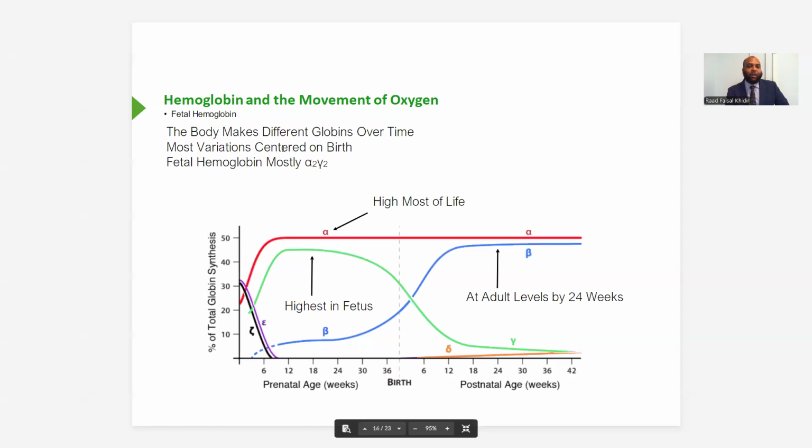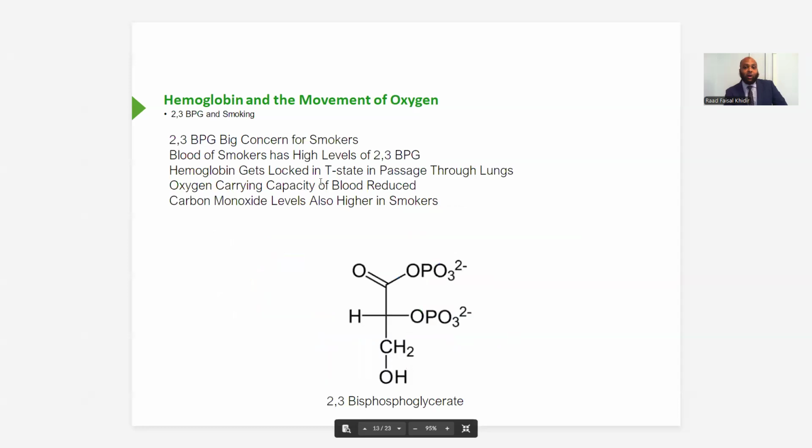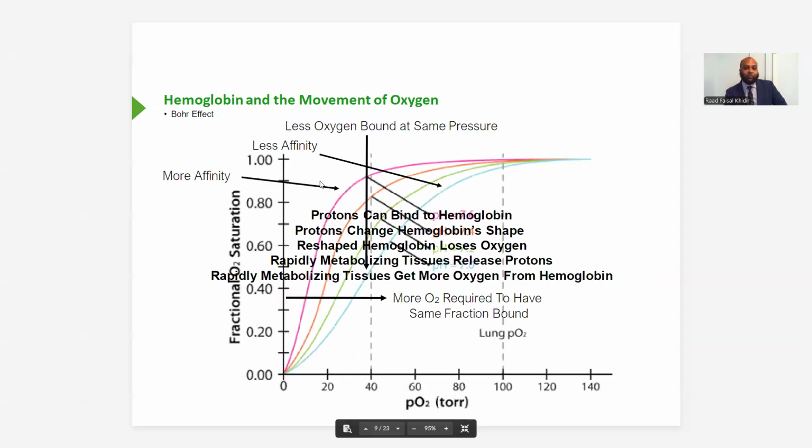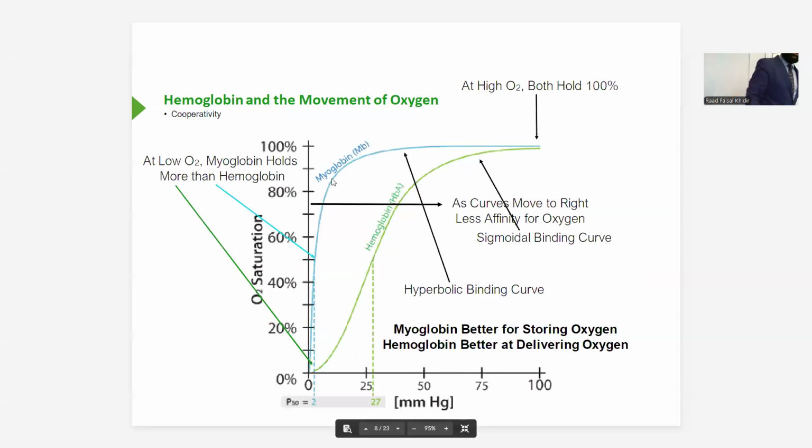Most variations are centered on, okay, so now this is fetal hemoglobin. Okay, now look at this curve. Here, myoglobin, hemoglobin. If fetal hemoglobin is pink, what do you think the pink curve is? First of all, do you think the pink curve for fetal hemoglobin is sigmoid or hyperbolic? It's hemoglobin, whether it's fetal or adult, it's hemoglobin. So it's definitely going to be sigmoidal.